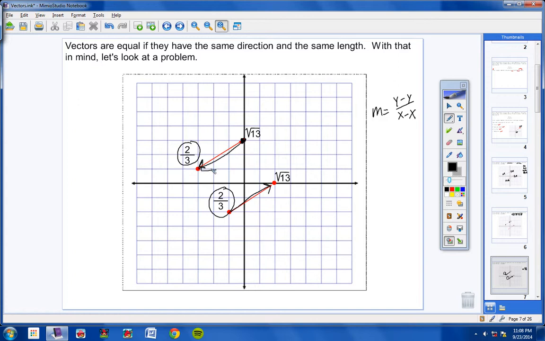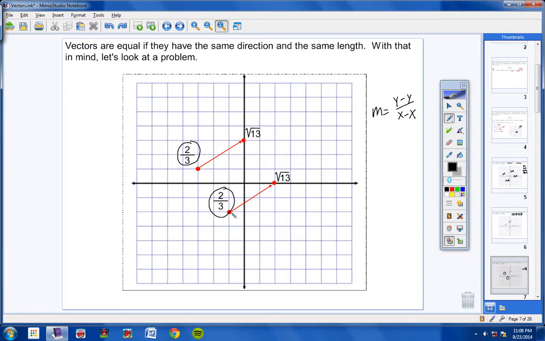So anytime you're checking two vectors to see if they're equal, and right off the bat you can see that they're going two different directions, then you know for sure they're not equal. Okay, there's no need to do any work. You can see that. All right. But anyways, back to the problem.